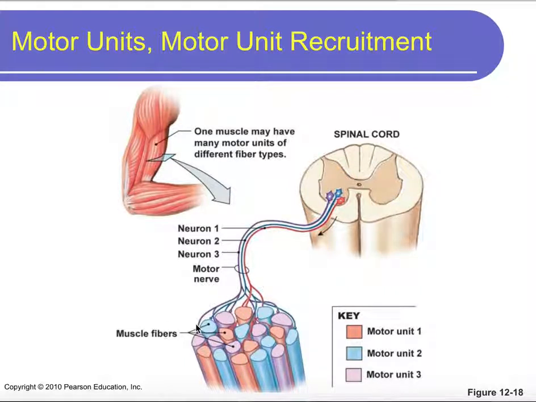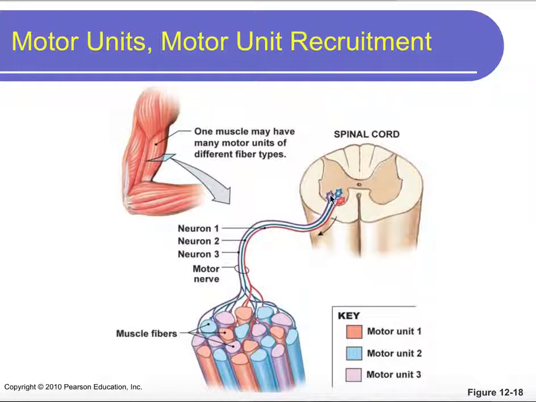And so one way we can change the amount of force our muscles produce is through recruiting motor units. So this is known as motor unit recruitment. So the first thing is to define a motor unit. A motor unit is a motor neuron and all of the fibers that it innervates.